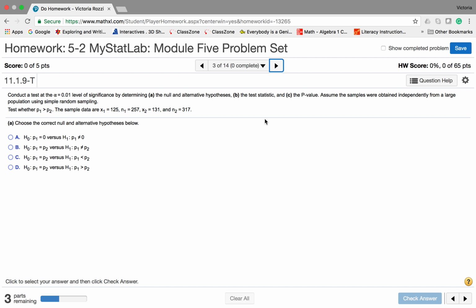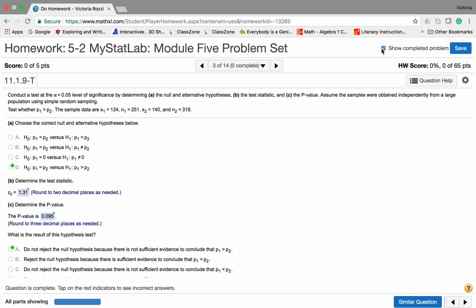So here they're actually having you test this two different ways. There's the classical approach, that's the test statistic where we find z, and there's the p-value approach where we find p. So here, the first thing we want to do is choose the correct null and alternative hypothesis. Now I'm just going to show the completed problem so you can see where I'm getting my answers here, and then we'll go through the problem together.